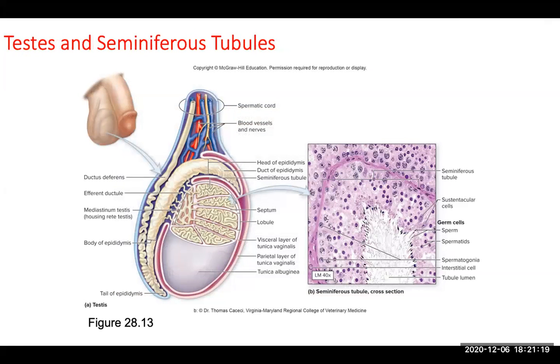So the testes and the seminiferous tubules: the seminiferous tubules are located within the testes. They're a series of tightly wound tubules where sperm are formed. When sperm are formed, they travel to the epididymis, which is a worm-like structure that sits on top of the testes, where the sperm will be stored until they're completely mature and until they exit out of the ductus deferens, which is the tube that will take the sperm out. The spermatic cord contains the ductus deferens and all of the blood vessels and nerves.